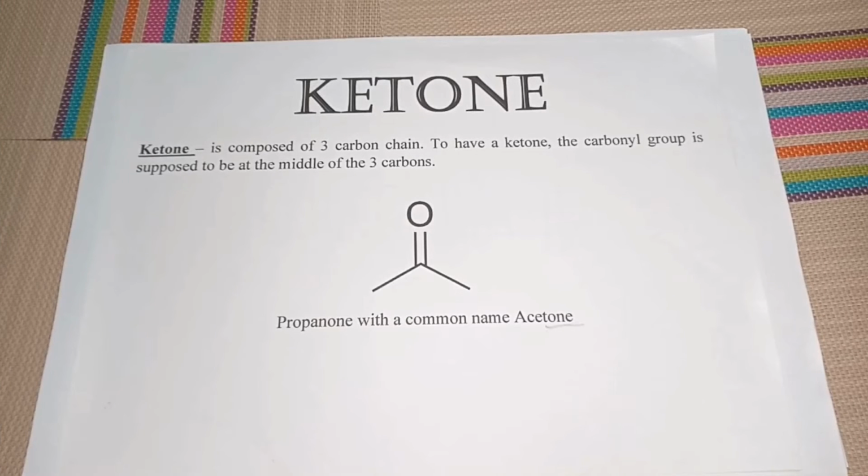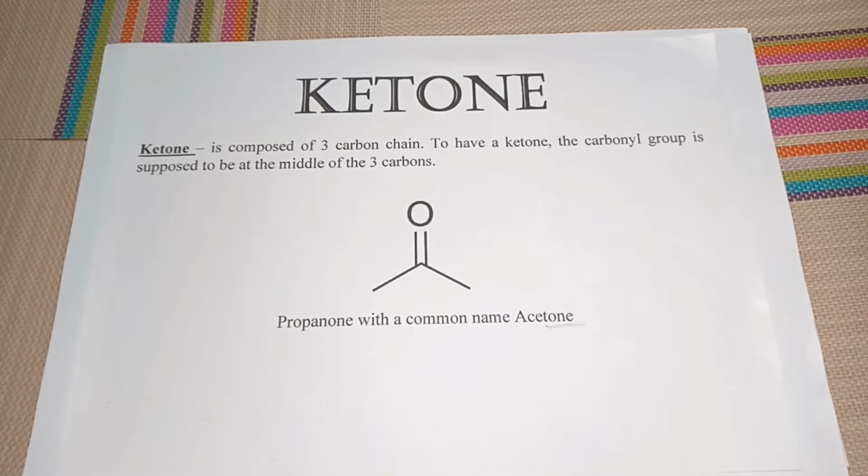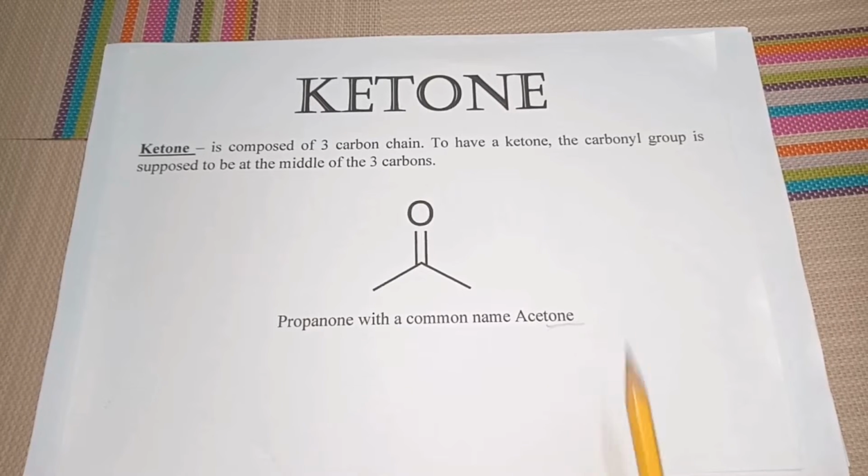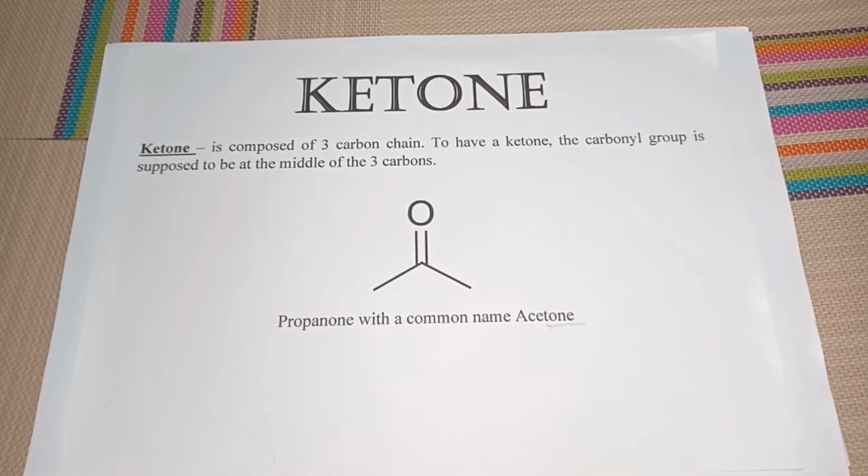Ketone. Ketone is composed of 3 carbon chain. To have a ketone, the carbonyl group is supposed to be at the middle of the 3 carbons. This right here is called propanone, and its common name is acetone. You need to change the suffix into "-one." The pronunciation is "one," not "won."